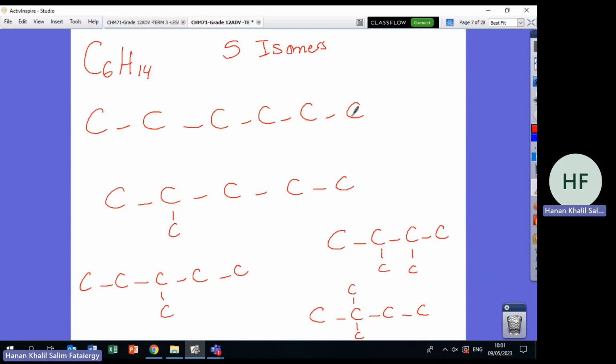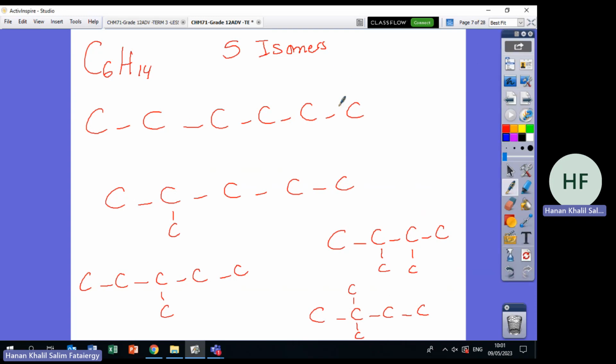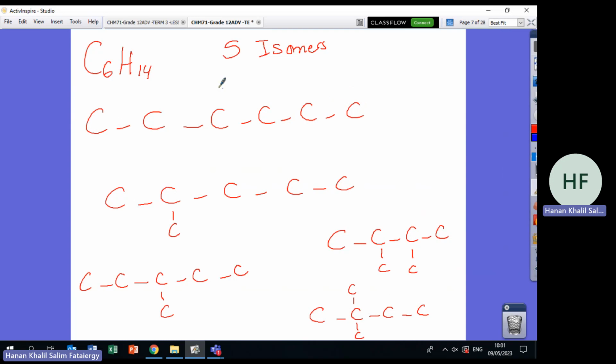Now what I want you to do is complete the H's and check that each one of them needs 14 H's. And after you do the H's, I want you to name them. This one is hexane. This one has a branch at the second carbon, so I will say 2-methyl, and I have 5 carbons, so this is pentane. Don't forget to put the H's. If you don't put them in the exam, you will lose marks, okay?